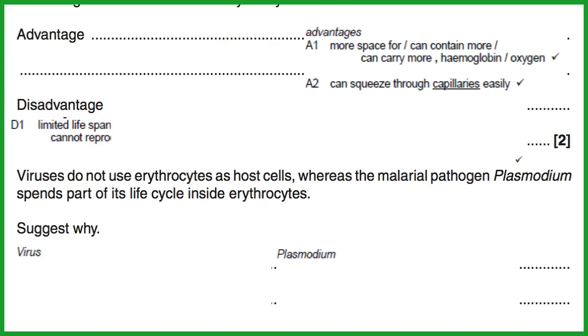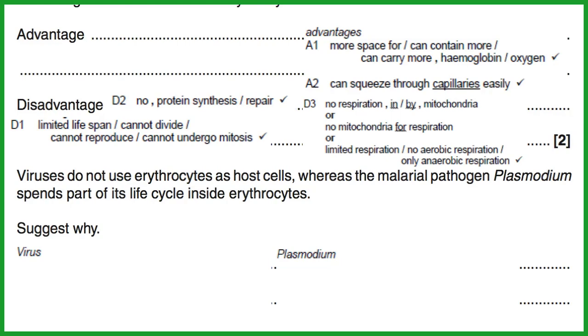The disadvantage is that with no nucleus they can't make their own proteins, and with no mitochondria they can't carry out any respiration. So they'll have a limited lifespan because they can't carry out protein synthesis, because they don't have any DNA to give you the codes to make the proteins. They can't reproduce, they can't undergo mitosis because they don't have any DNA. They have no respiration by the mitochondria. They've got no aerobic respiration, they can only carry out anaerobic respiration.